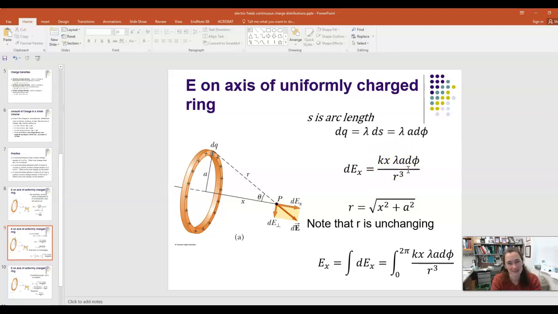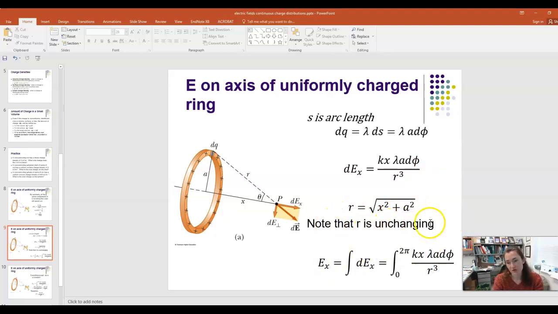Okay? Hope that's clear. Pause it if you need a sec. All right, moving on. R is the hypotenuse of the triangle, okay? And so r I can write as the square root of x squared plus a squared, via the Pythagorean theorem, okay? So I can plug that in if I want to.